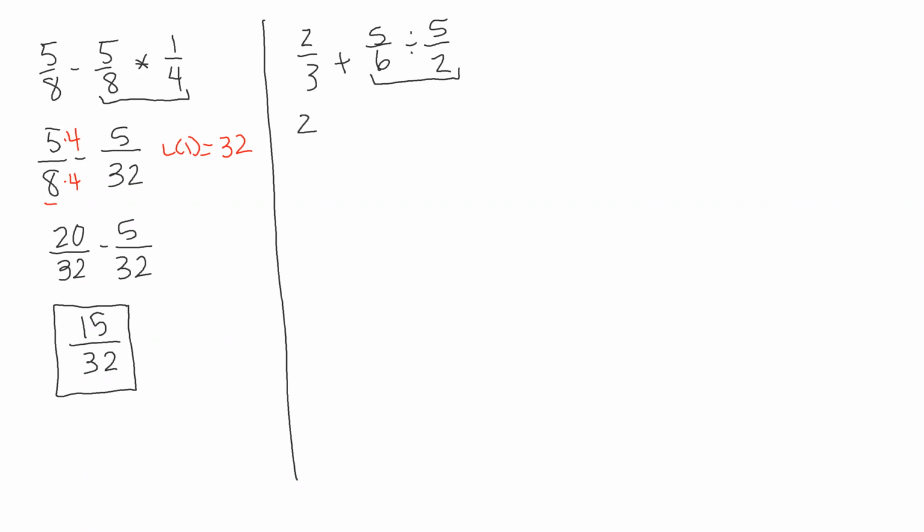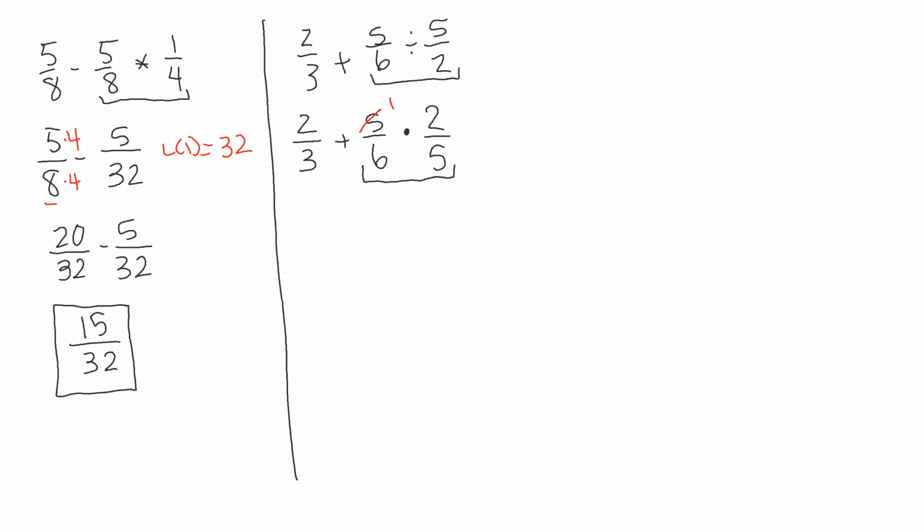So I'm going to rewrite the whole problem because division has to be converted to multiplication. So the first fraction of 5/6 is going to stay the same. And then I'm going to multiply by the reciprocal of 5/2, which is 2/5. All right. So we're still just looking at the last two fractions here. I want to look to see if anything will cancel. And I do have some stuff that can cancel.